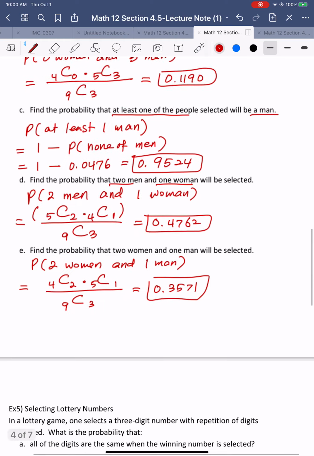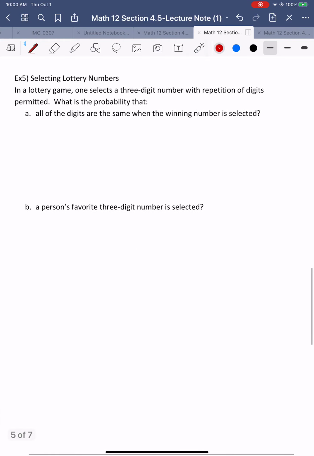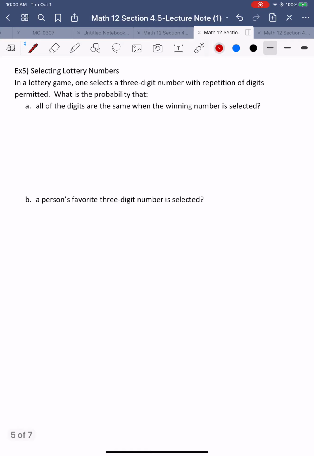Alright, next page. Now, example 5, select the lottery numbers. In a lottery game, the owner selects a 3-digit number with repetition of digits permitted. What is the probability that all the digits are the same when the winning number is selected? Okay, so we need to find how many different numbers you can get. So repetition is allowed, right? So that means you have 10 choices, another 10 choices, and another 10 choices. So you get 1,000 ways, okay?